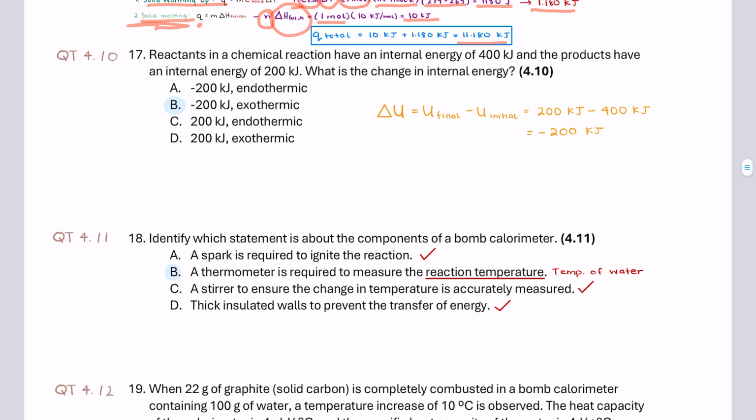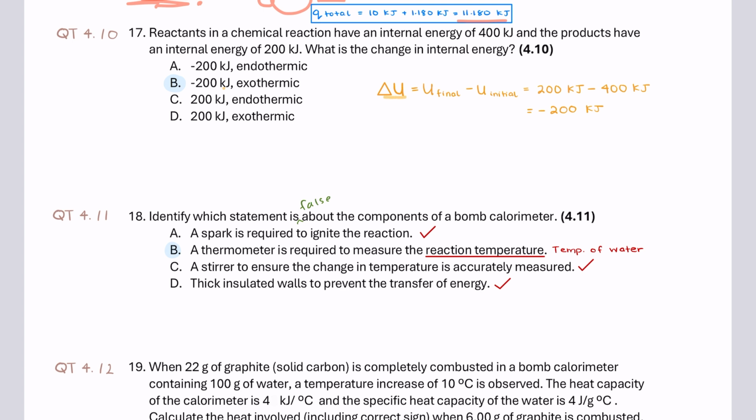Moving on to problem 17. Problem 17 says reactants in a chemical reaction have an internal energy of 400 kilojoules and the products have an internal energy of 200 kilojoules. What is the change in internal energy? To calculate the change in internal energy, we use the definition that delta U equals U final minus U initial. That means U final is the internal energy of the products, which is 200 kilojoules, and U initial is the internal energy of the reactants, which is 400 kilojoules.